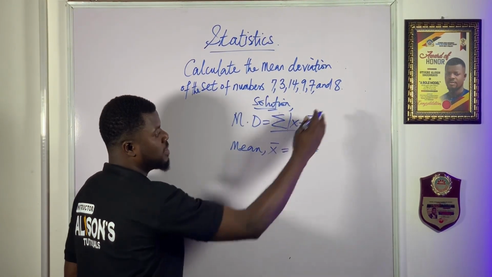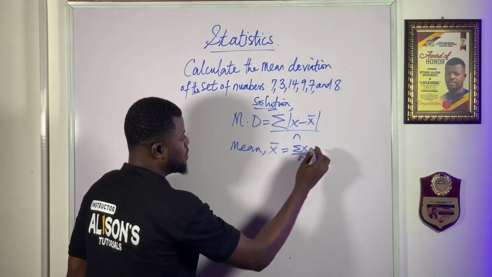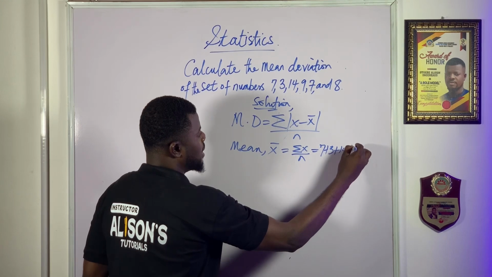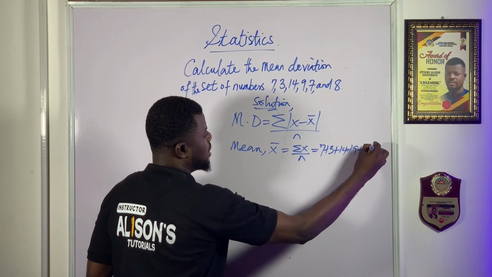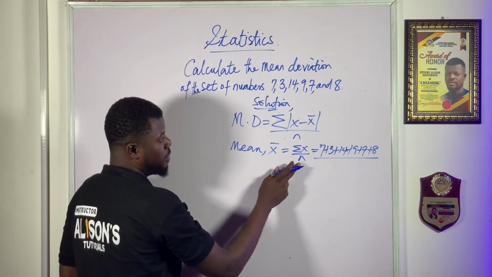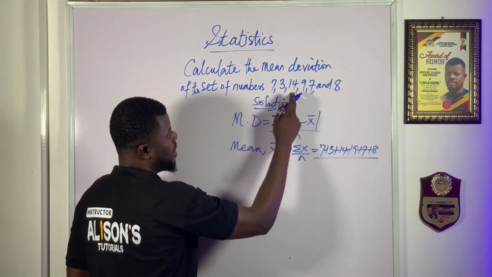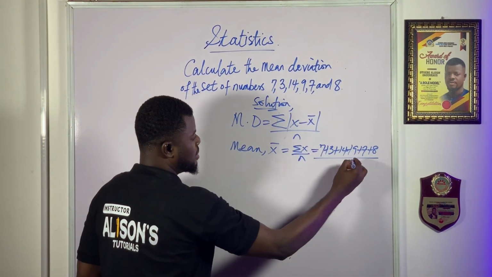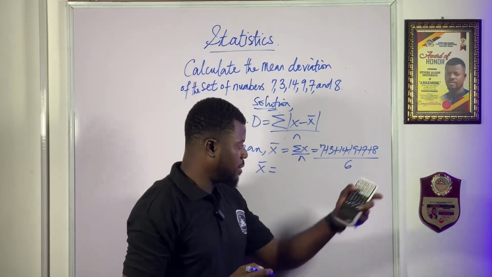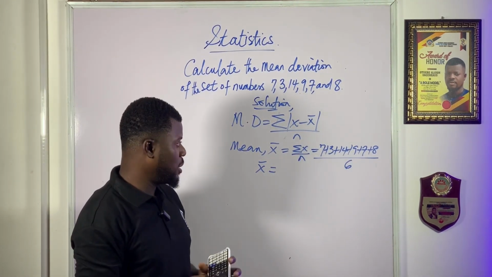So to sum up all these values, it becomes 7 plus 3 plus 14 plus 9 plus 7 plus 8. Divide all that by n. What is this n? It is the total number we're having here, and this is 6. So x bar, which is the mean, will be the summation of these numbers. So let's add that number in 1 second.